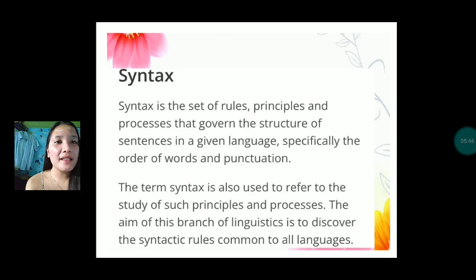Syntax. Syntax is the set of rules, principles, and processes that govern the structure of sentences in a given language, specifically the order of words and punctuation. The term syntax is also used to refer to the study of such principles and processes. The aim of this branch of linguistics is to discover the syntactic rules common to all languages.